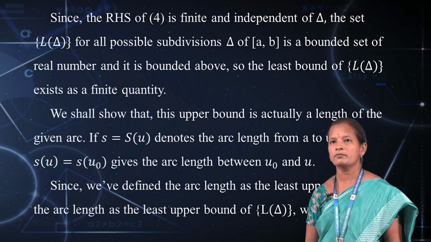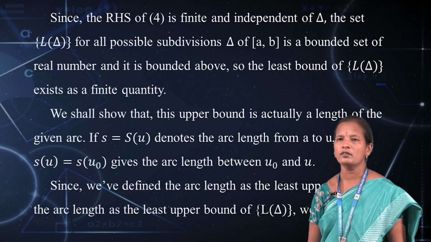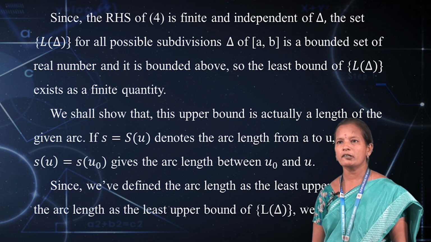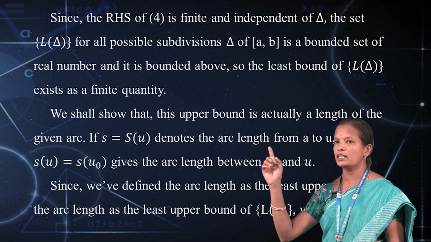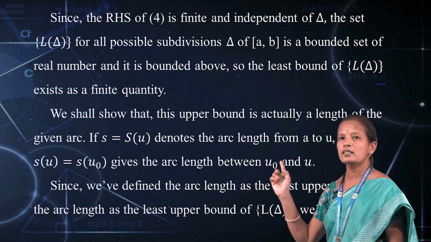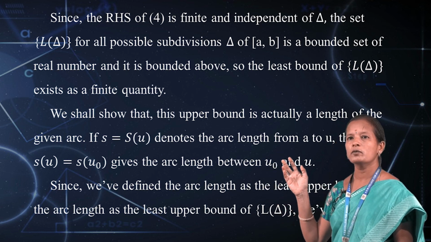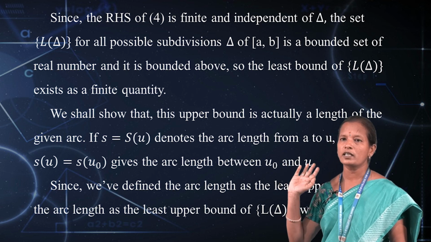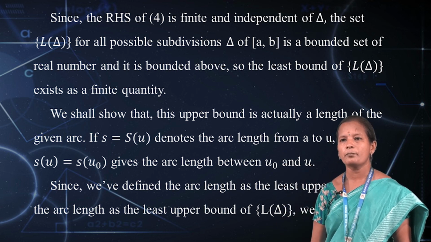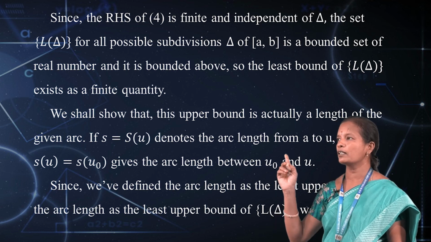Since the right hand side of the above equation, that is equation 4, is finite and independent of delta, the set L of delta for all possible subdivisions delta of AB is a bounded set of real numbers, and it is bounded above. So the least upper bound of L of delta exists as a finite quantity. We shall show that this upper bound is actually the length of the given arc.